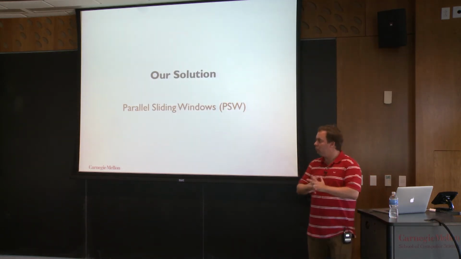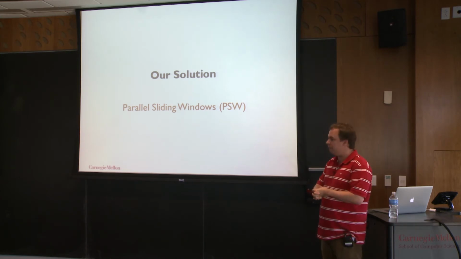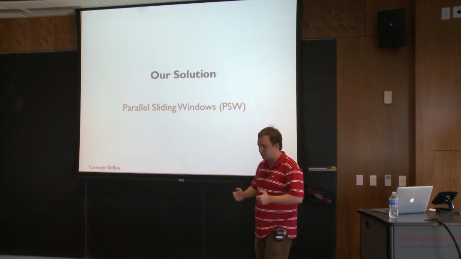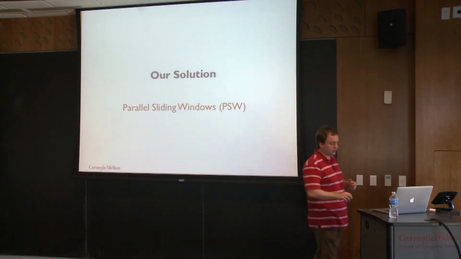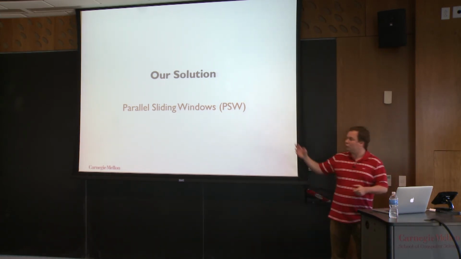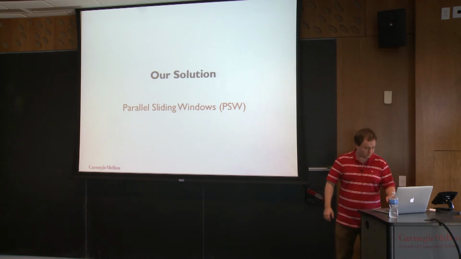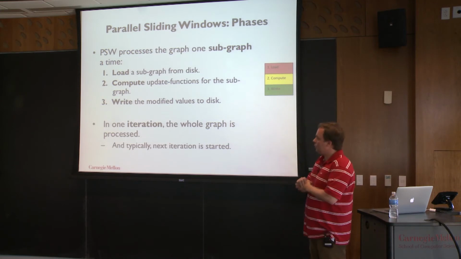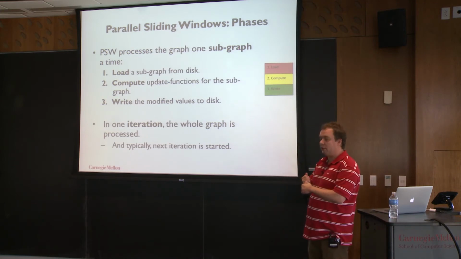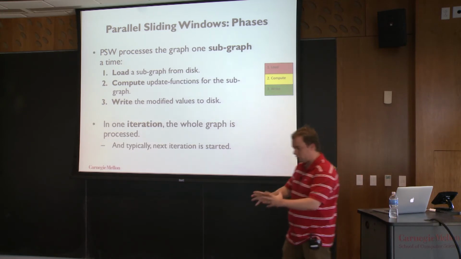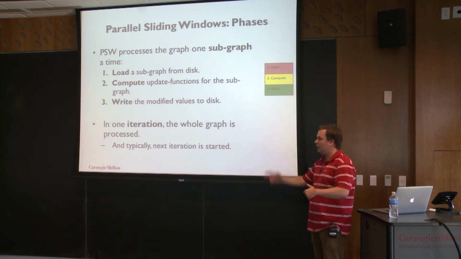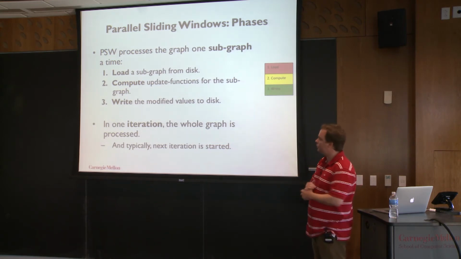So let's now talk about what is our solution for this problem. How we can process huge graphs from the disk with very low amount of random access. And this is called parallel sliding windows, PSW. So PSW does the processing one subgraph at a time of the graph until we have finished the graph, and that's one iteration, and then we usually move to the next iteration.